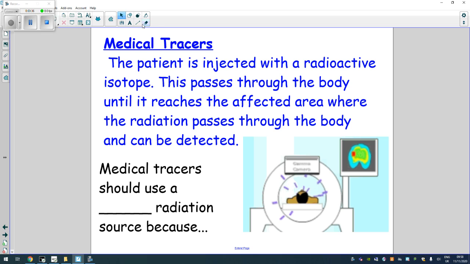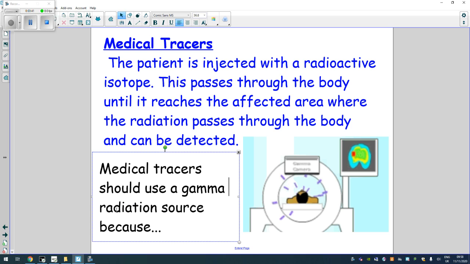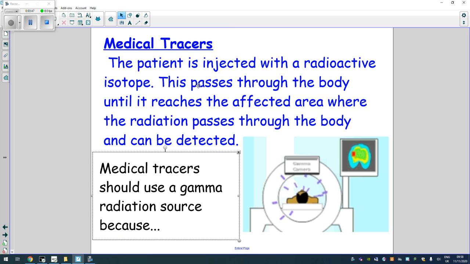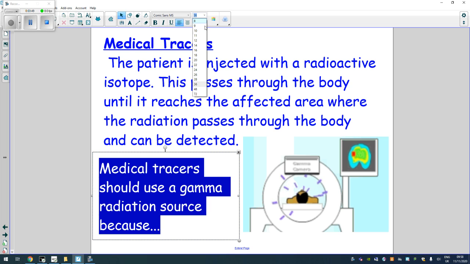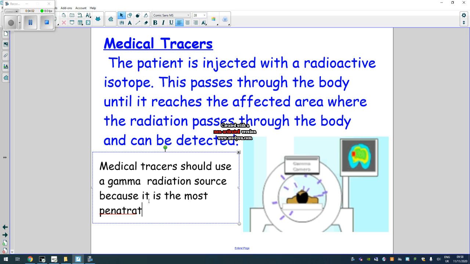Okay, so what we should use is gamma. Now, the reason for this is twofold, it's two reasons. First reason being that it is able to pass through the body easily. Okay, because it's the most penetrating. So it is the most penetrating. Okay, it goes through the most stuff. Okay, and this means it can pass through the body easily.